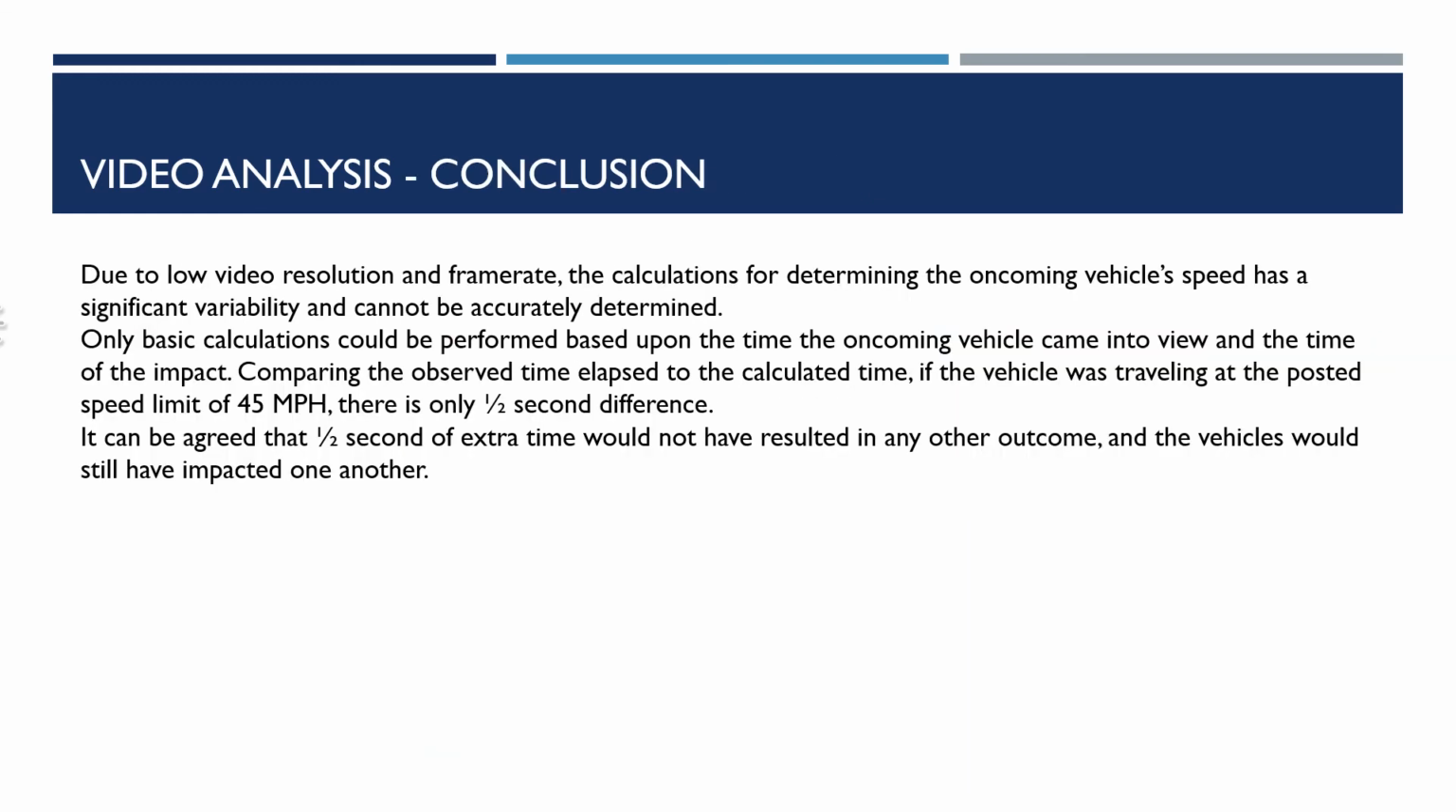Conclusion. Due to low video resolution and frame rate, the calculations for determining the oncoming vehicle's speed have significant variability and cannot be accurately determined. Only basic calculations could be performed based upon the time the oncoming vehicle came into view and the time of the impact. Comparing the observed time elapsed to the calculated time, if the vehicle was traveling at the posted speed limit of 45 miles per hour, there is only half a second difference. It can be agreed that half a second of extra time would not have resulted in any other outcome, and the vehicles would still have impacted one another.